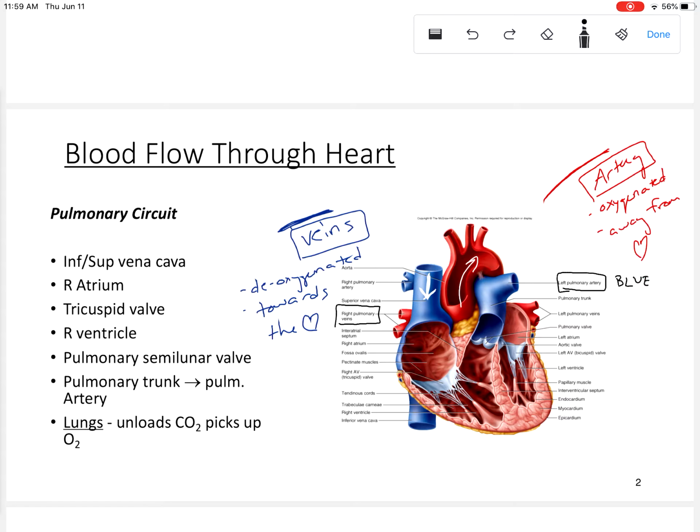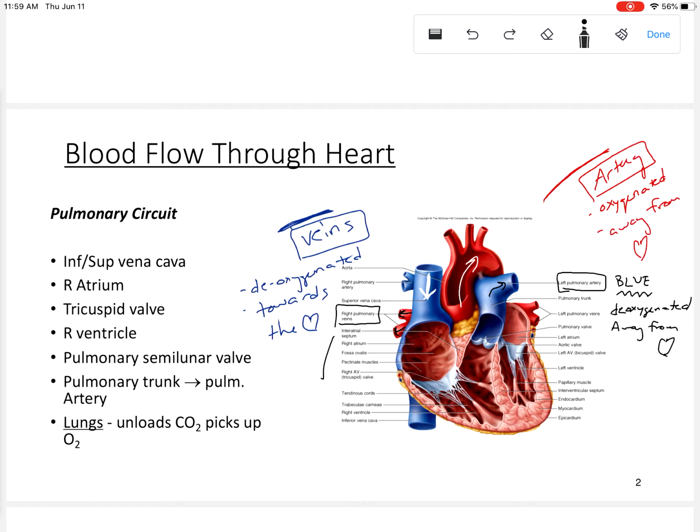Only case in the body where an artery is going to be blue. So it's the only artery that is blue, which tells us in pictures that it is carrying blood that is deoxygenated. However, it's still an artery because it's carrying blood away from the heart. So here's the exception. The pulmonary artery is carrying blood that is deoxygenated, but it's still an artery because it's carrying blood away from the heart.